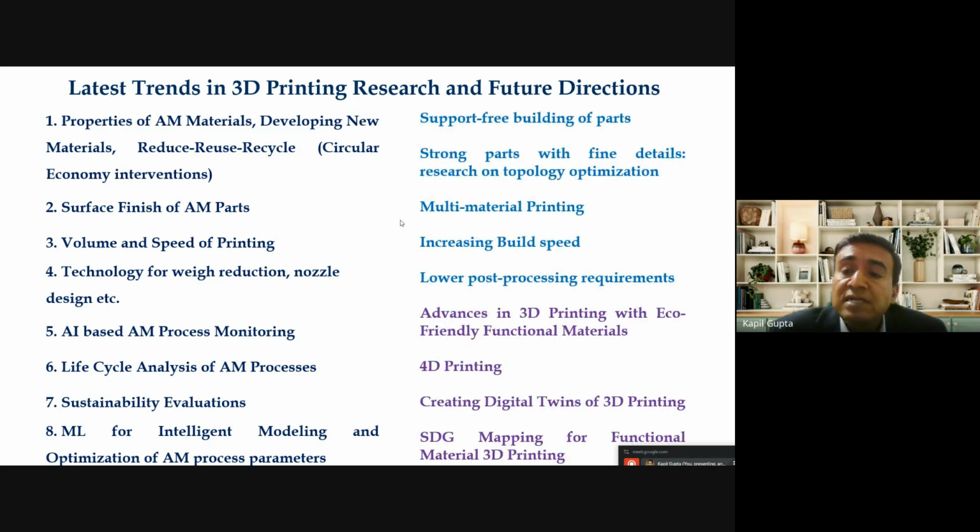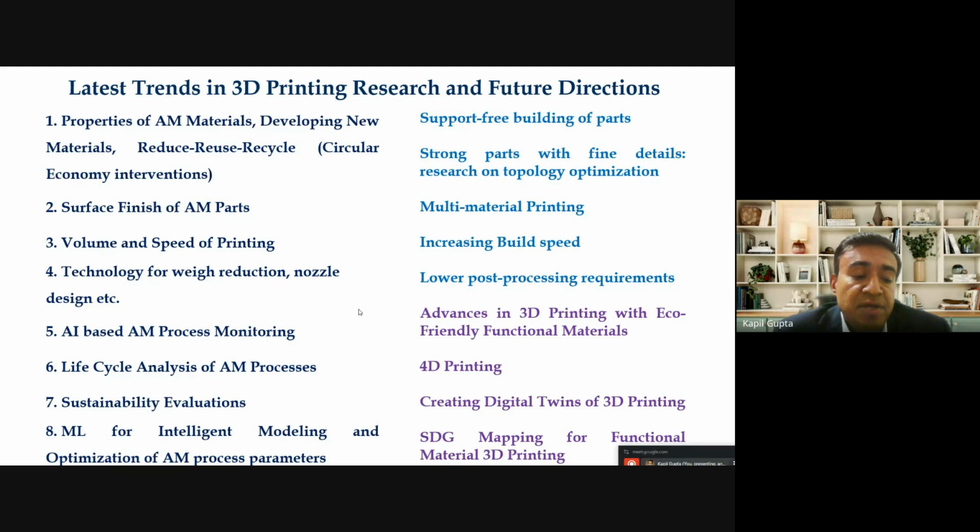Support for building of parts is also one of the challenges. So because material wastage is also there in supports. Strong parts with fine details. Research on topology optimization is still underway. Multi-material printing, increased build speed, low post-processing requirements, as I said before, advances in 3D printing with eco-friendly functional materials.